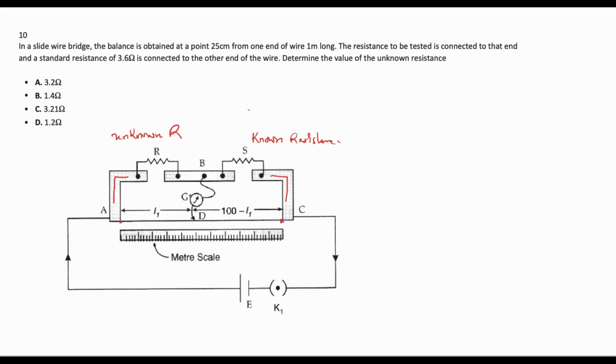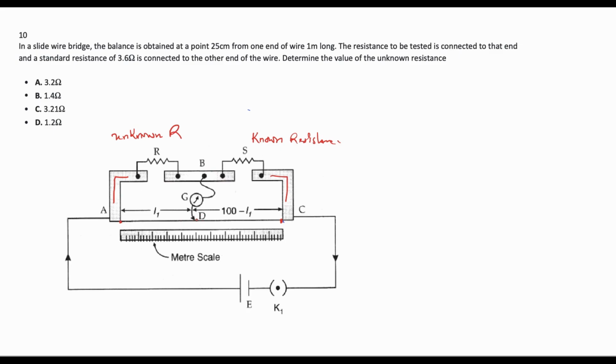Now, between these two, we have a galvanometer here. We connect the galvanometer to this metallic strip that is connecting these two resistors. At the other end of the galvanometer, we connect a knife edge. This knife edge is used to touch this metal wire, and then we move the knife edge across the wire until we get a reading of 0 on this galvanometer. When we get a reading of 0, we are said to have found the balance.